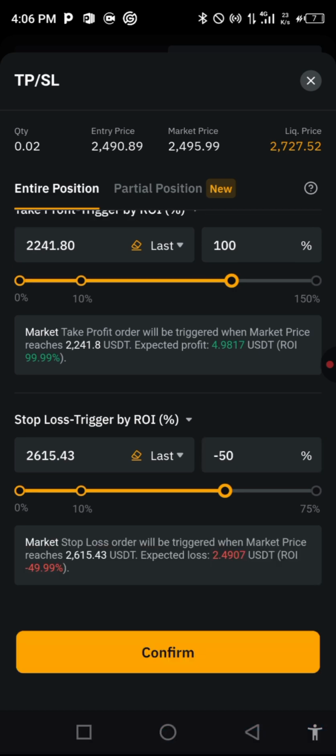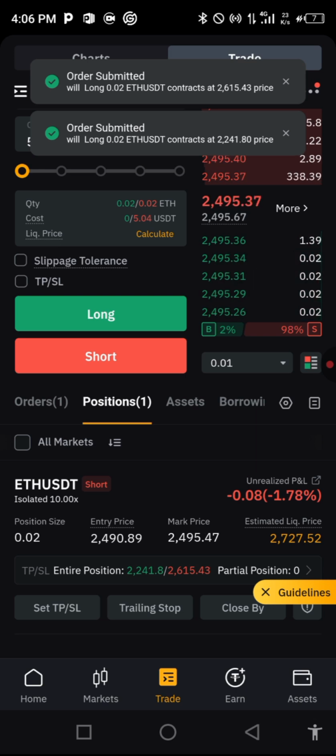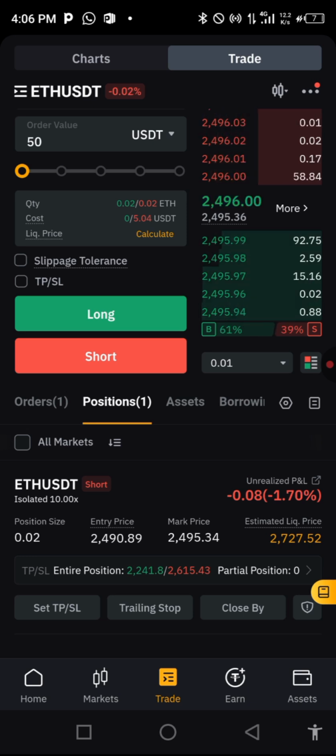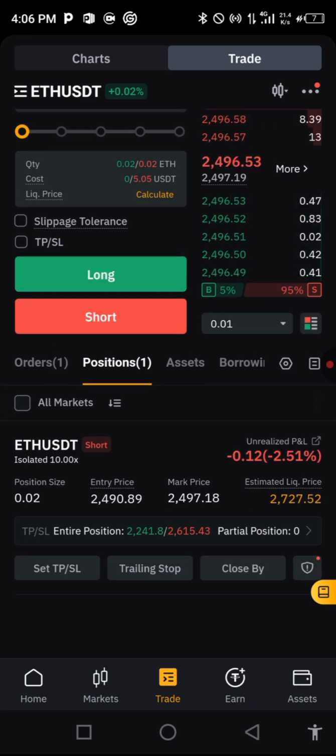You just go and click on confirm. Once you click on it, your stop loss and your take profit are set in the market, just to protect what? Your money, right? So once you've done that, you can see how everything is playing out here.